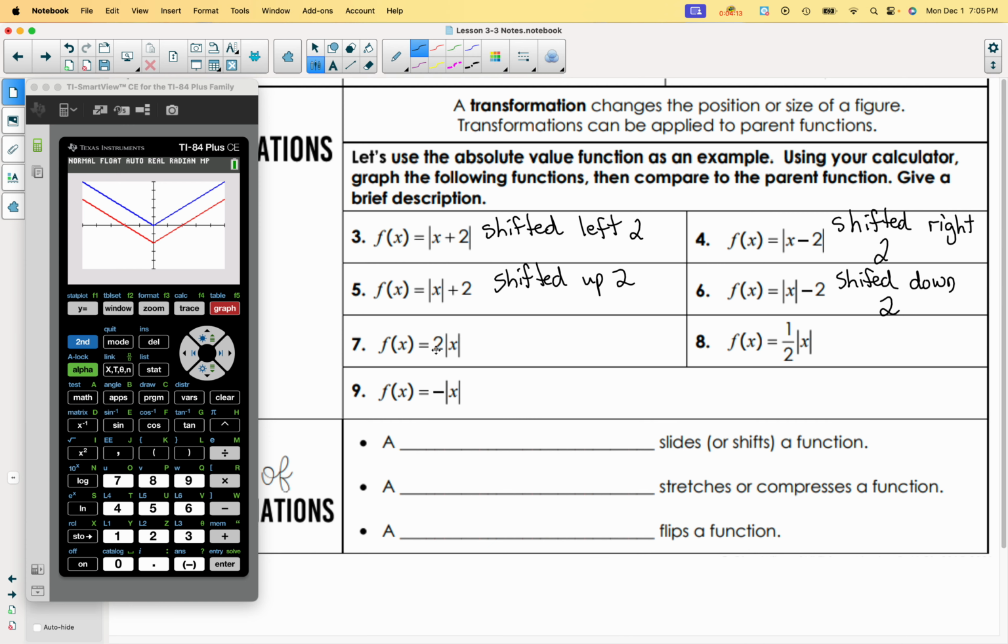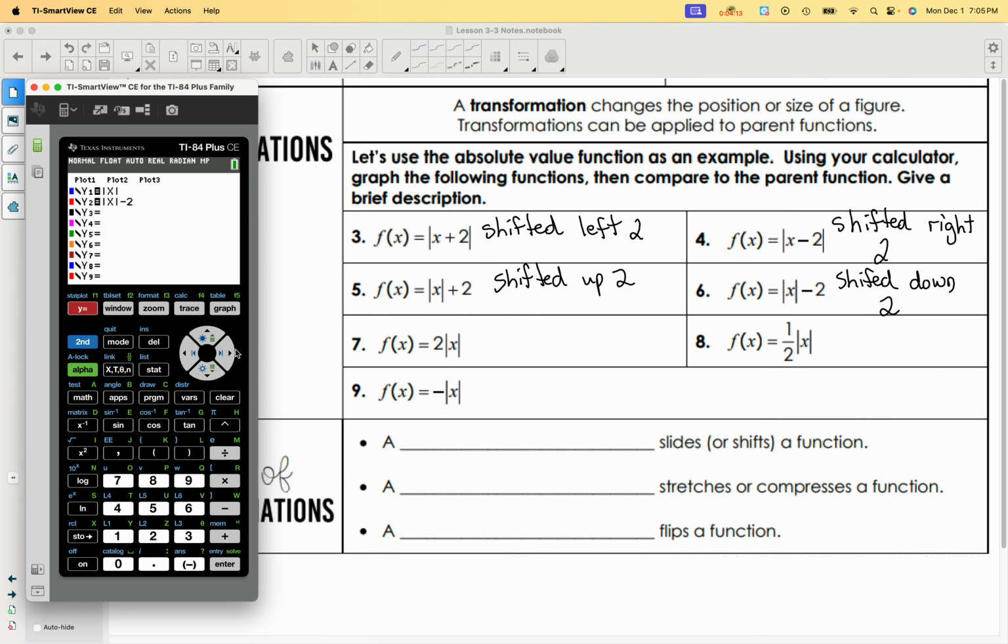Okay, next, we're not going to add or subtract anything. We're going to multiply by 2. So I'm going to go down here, I'm going to clear this one, and I'm going to put 2 times the absolute value of x. And I don't know, maybe you have an idea of what's going to happen, maybe you don't, but I'm going to hit graph. Now this one's harder to tell, but if you look carefully, notice that on my blue line, if I start at my vertex, if I go up 1, I go over 1. And if I go up 1 again, I go over 1 again.